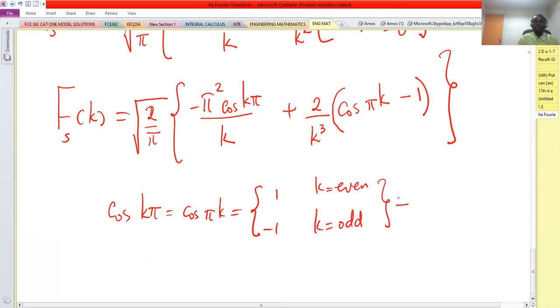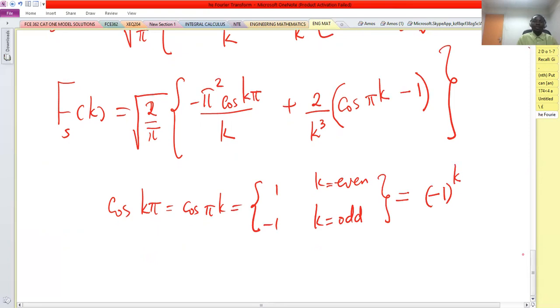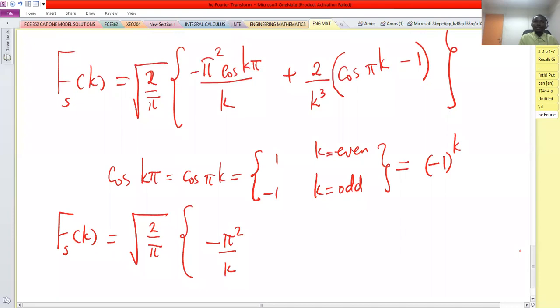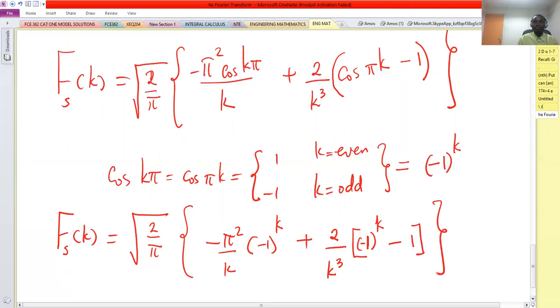What can bring all this together is simply saying minus 1 raised to the power k. So the sine Fourier transform of the function is the square root of 2 over pi times the brackets minus pi squared over k, and in place of cos k pi I put minus 1 raised to power k, plus 2 over k cubed into minus 1 raised to power k minus 1. That's what I have.